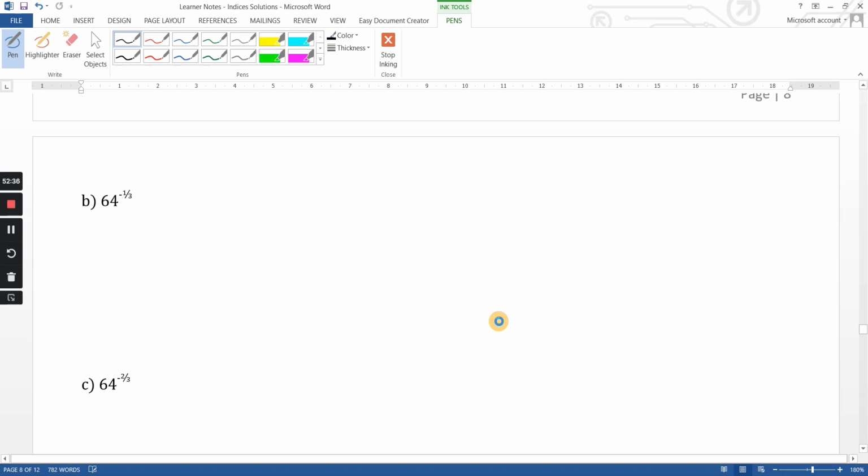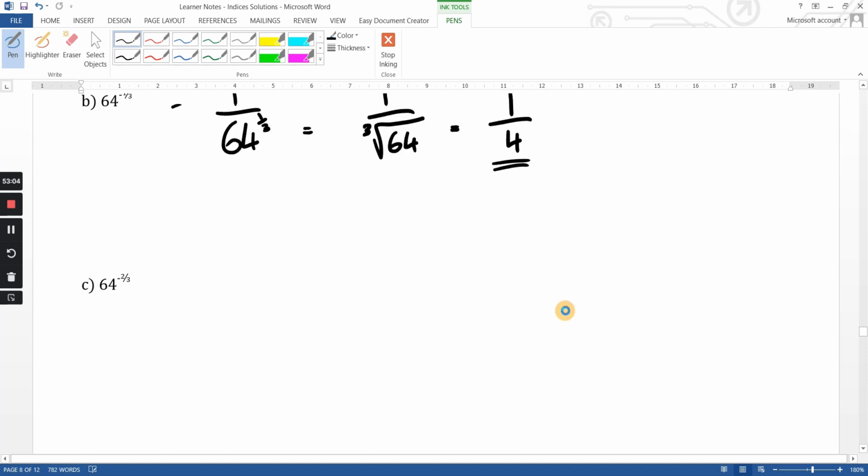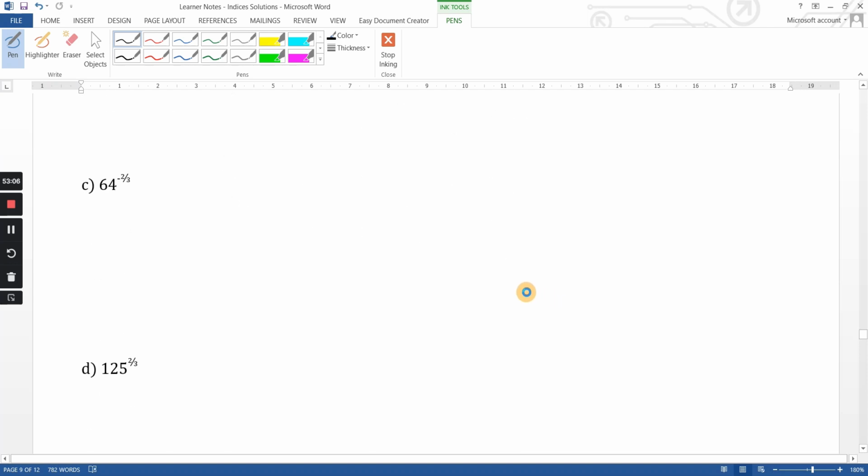Part B, let's do that. Similar sort of thing. I've got negative power and a fraction. Let's do the negative power first. That means reciprocal. Still got that. And now it's going to be the 1 over cube root of 64, which is 4. Yeah, so you get 1 over 4, or a quarter. That's your answer.